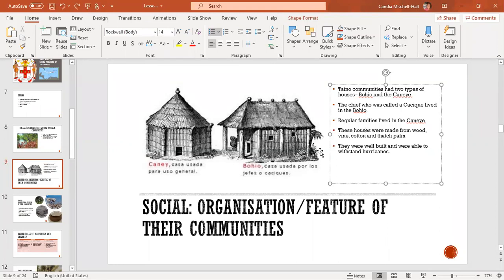Sometimes CXE also named four materials that the Taino houses were built with: wood, vine, cotton, thatch, palm, and stone. And so these houses were built so that they could withstand hurricanes. I don't know how they could withstand, especially a category 4 hurricane, but that's what the literature said, that they were able to withstand hurricanes.